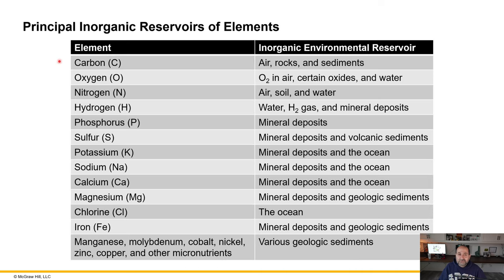Here we can see some of the principal inorganic elements and their reservoirs. The reservoirs mean where they obtain their elements from. So organisms can obtain their carbon either from the air in the form of CO2 or from rocks and sediments. Organisms can obtain their oxygen either from the air, certain oxides, and water. I'm not going to go through this entire list, but it gives you an idea of where microorganisms can obtain their elements, the reservoirs that harbor these elements, and where they can obtain these elements.